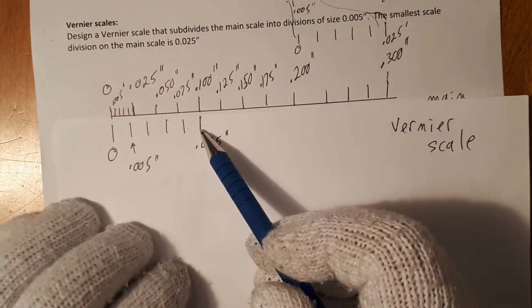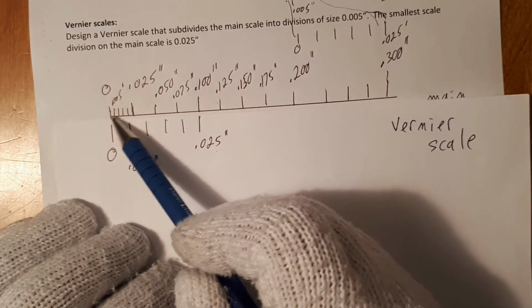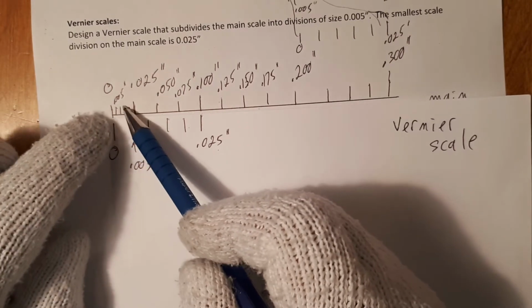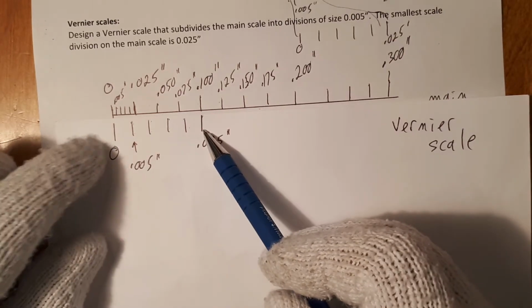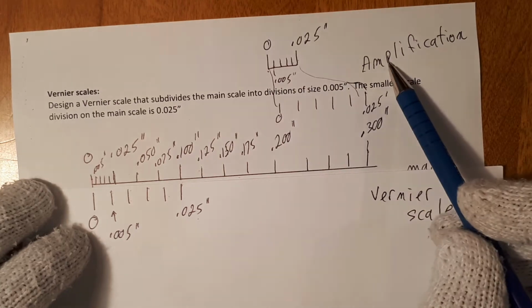And what this Vernier scale does, it takes this segment between 0 and 25 thou, and all of these little guys in between, and stretches them out along this length from 0 to 25, like I showed you here. And this is called amplification.